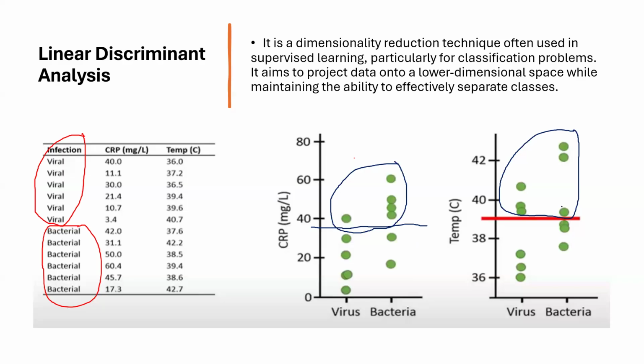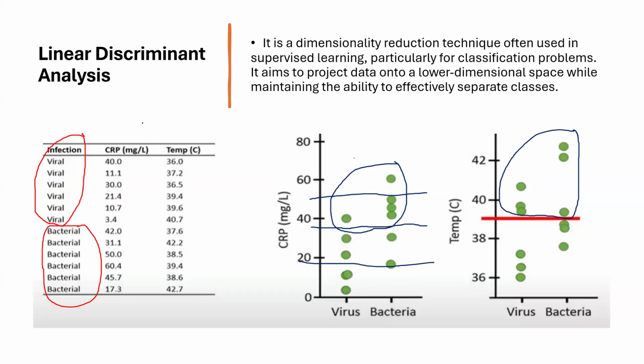Even if you take the line anywhere, right? With just CRP values, if you take any value, we are not able to effectively separate both the classes. So the main goal that LDA tries to achieve is to separate both the classes effectively, and how it does that is something we are going to learn just now. Okay, so that's just an introduction to linear discriminant analysis.